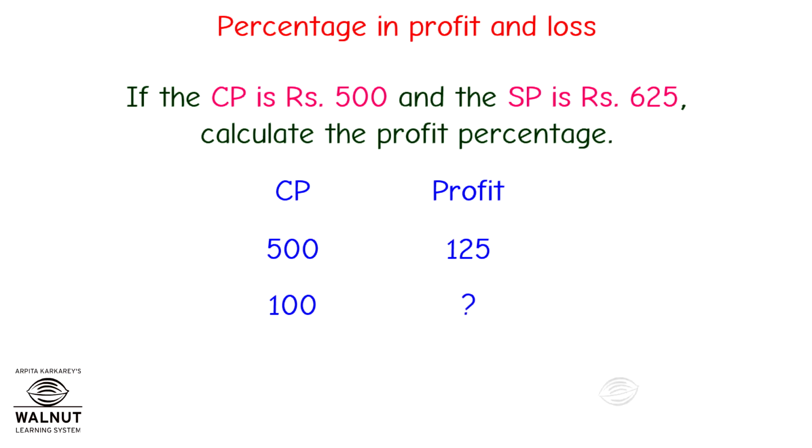Here, we can do cross multiplication. Now, look at the pair with no question mark. That becomes a numerator. The number in the pair with the question mark becomes a denominator. When you solve the fraction, you get the value for the question mark.